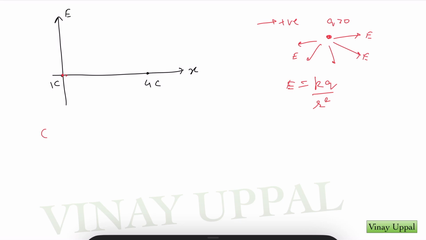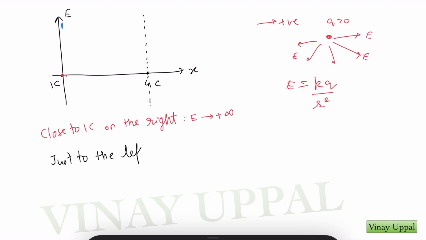So very close to 1 coulomb on the right hand side, the electric field is tending to positive infinity. I am taking right hand side as positive, so electric field is to the right and it is tending to positive infinity. So my graph will start off at positive infinity. Now, what about very close to 4 coulomb? Just to the left of 4 coulomb, the electric field will be to the left, because once again the field by this positive charge will be away from the positive charge.